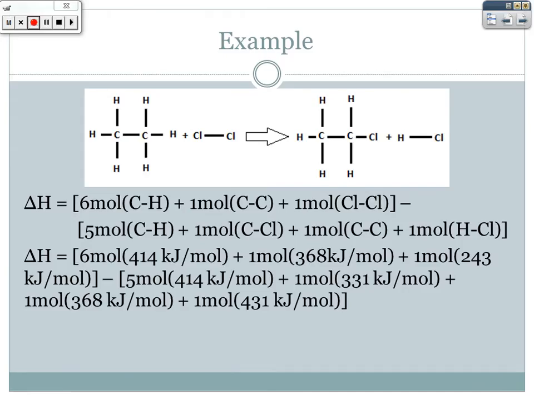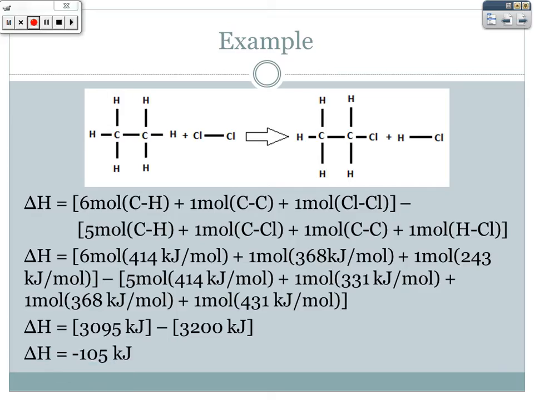When you plug in all the data from the enthalpy table, you get that. I'm not going to read it out to you. And when you do the math, you get 3,095 kilojoules minus 3,200 kilojoules, which is an enthalpy change of negative 105 kilojoules. So this is an exothermic reaction.